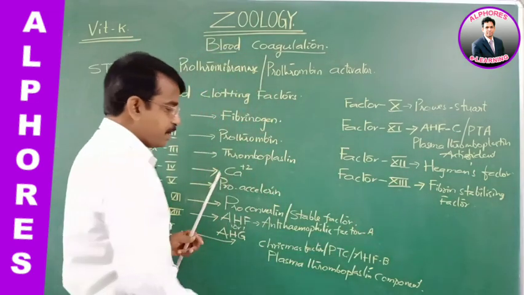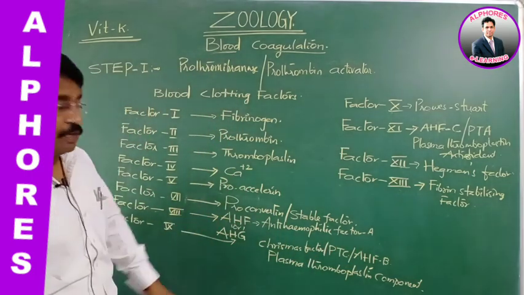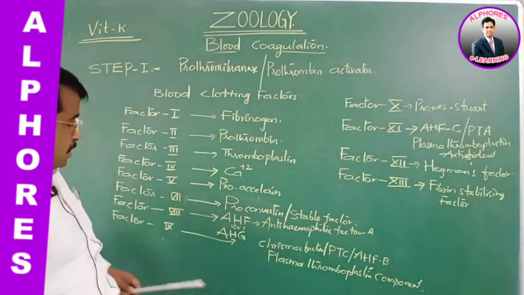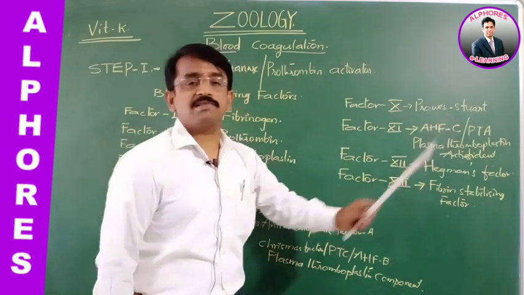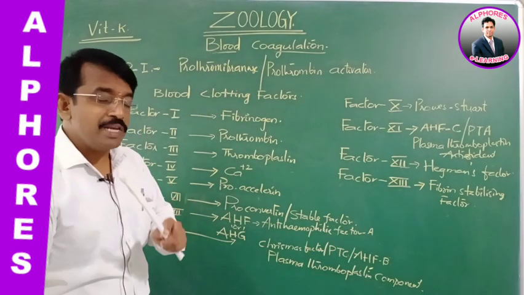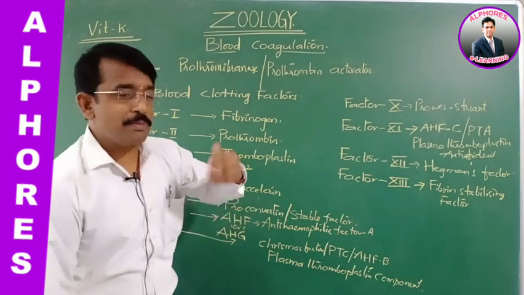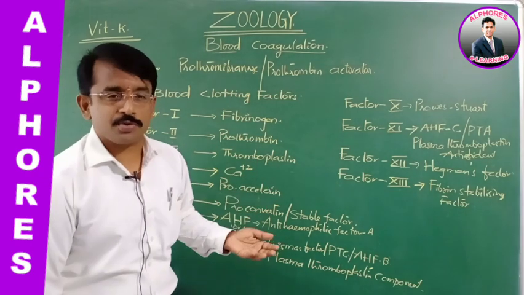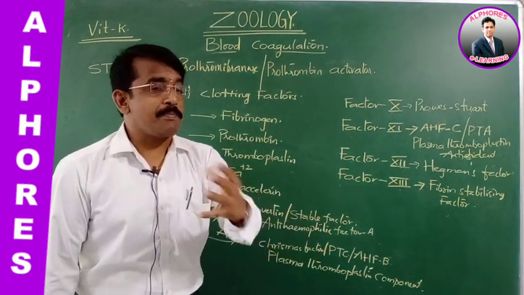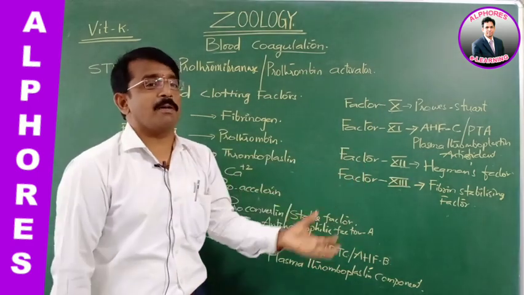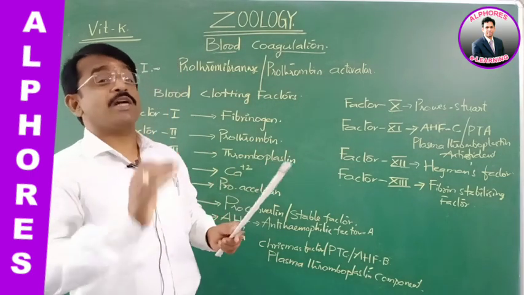So the terms we came across: factor 8 is anti-hemophilic factor A, factor 9th is anti-hemophilic factor B, and factor 11th is anti-hemophilic factor C. What do you mean by this? You mean that they prevent hemophilia, that's why anti-hemophilic. What do you mean by anti? It stands for against. Anticoagulant is against the coagulation. Heparin does not allow the blood to clot, so it is an anticoagulant. In the same way, anti-hemophilic factor is a factor which avoids hemophilia.